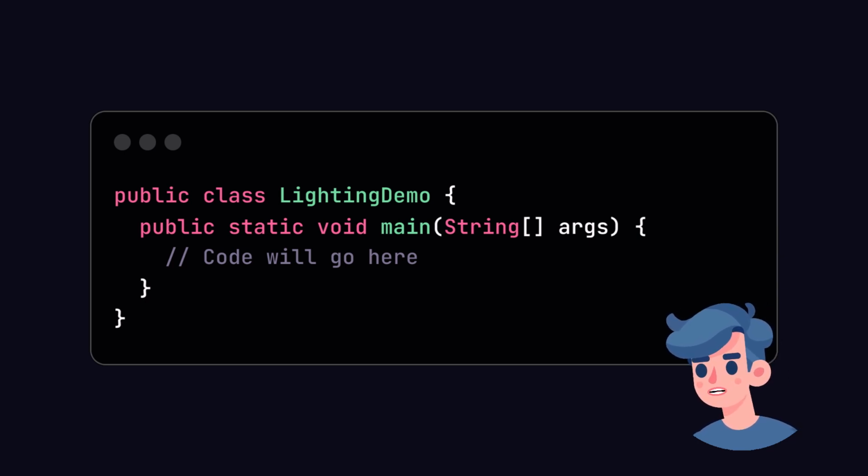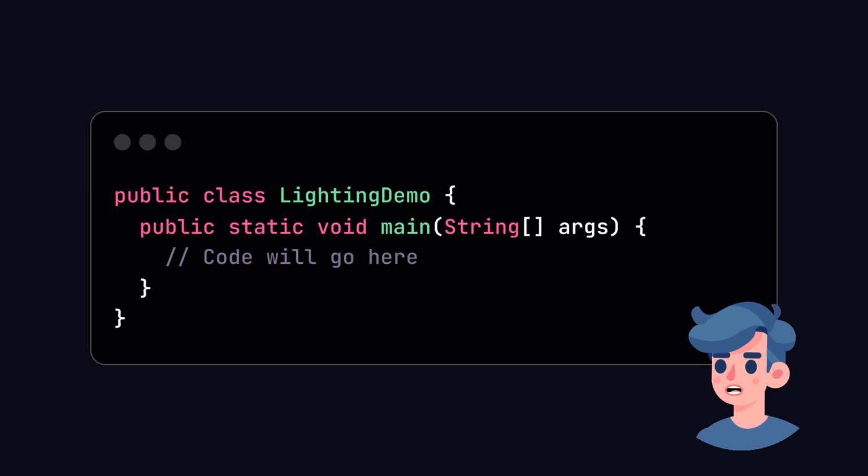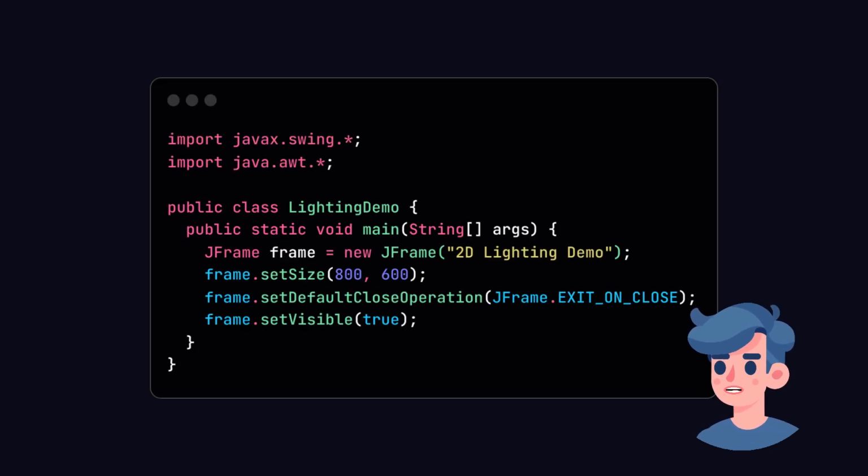Once you have your project set up, create a new Java class named LightingDemo. This will be the core class for our application. In the main method, we need to set up a JFrame, which will be our application window. Here's how you can do that. Import the required classes and then create a JFrame instance.